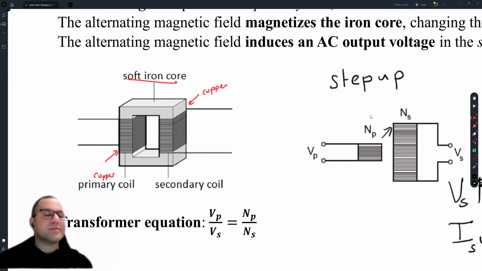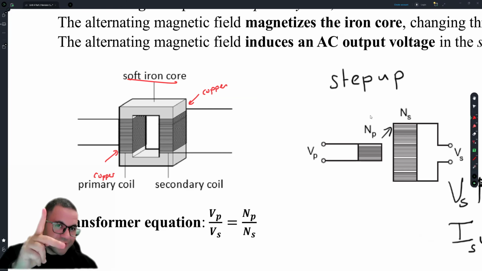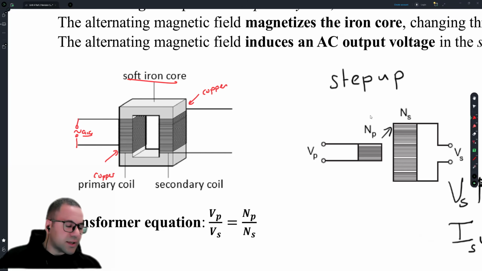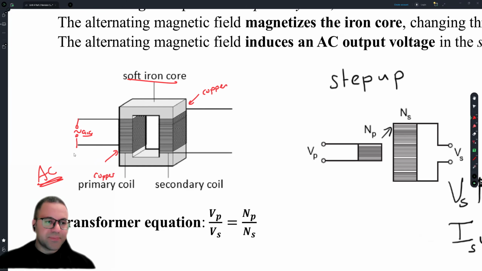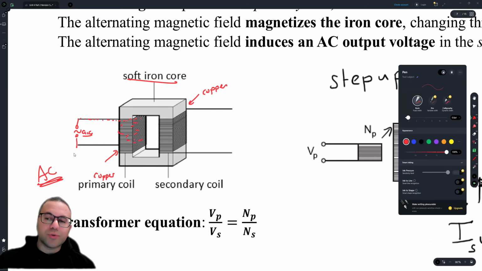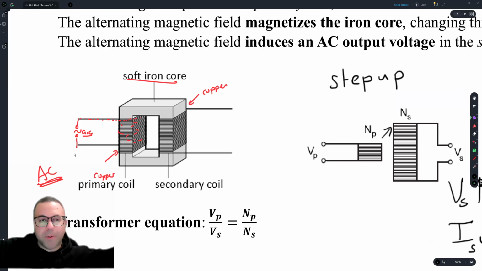So here's how it generally works. And you'll see how it increases and decreases, but for now, let's look at how it generally works. Step one, you connect the primary coil to an AC supply, like an AC voltage supply. It has to be AC. Must be AC. When the alternating current goes through the coil, what does a current through a coil produce?